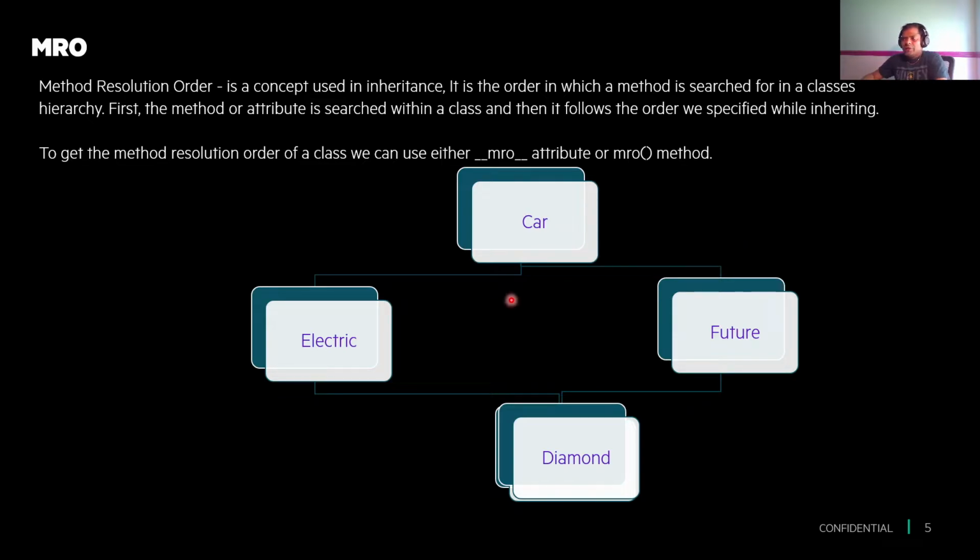Why are we calling it diamond? Because electric and future have been derived from the class car. And again, diamond is getting derived from the class electric as well as future. It means car is the parent for electric and future. Electric and future are the parents for the class diamond.